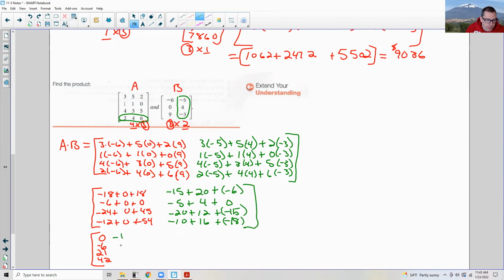Okie dokie. And now we're just going to add: -15 plus 20 is 5, minus 6 is -1. -5 plus 4 plus 0 is -1. -20 plus 12 is -8, plus a -15 is -23. -10 plus 16 is 6, minus 18 is -12. Okay, so there is my matrix solution.